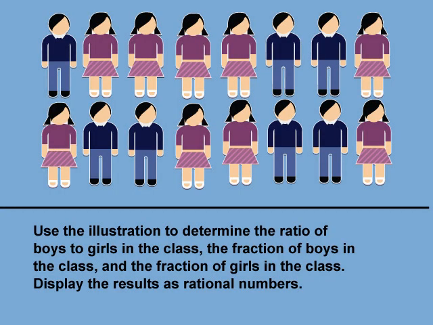Use the illustration to determine the ratio of boys to girls in the class, the fraction of boys in the class, and the fraction of girls in the class. Display the results as rational numbers.